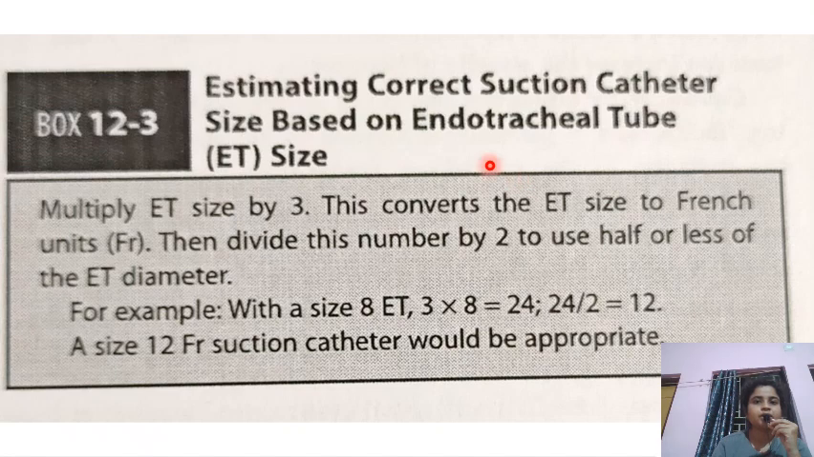Then how to estimate the correct suction catheter size for the endotracheal tube. Always multiply whatever the ET tube size is, 7, 6, like that, by 3. For example, the ET tube size is 8. Multiply 8 with 3, you will get 24. Then divide this 24 by 2. So the suction catheter size should be half of the ET diameter, or less. If the ET tube is 8, you should take a 12 French suction catheter.